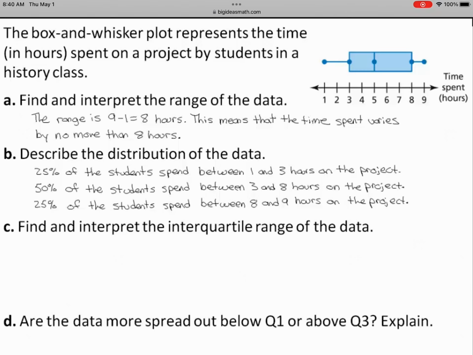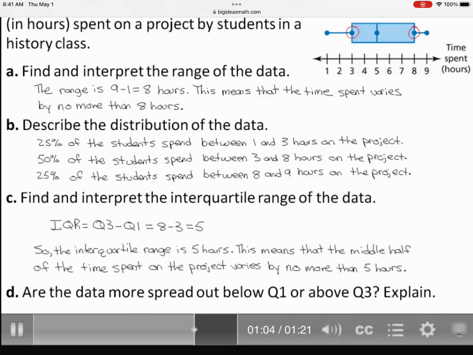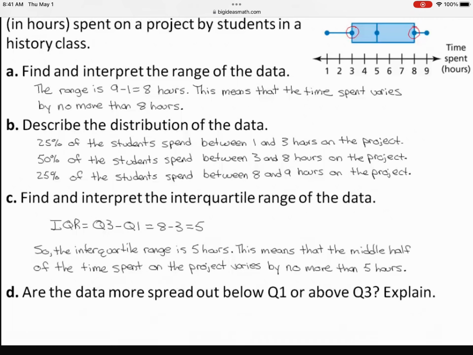Part C. Find and interpret the interquartile range of the data. The interquartile range IQR equals the third quartile Q3 minus the first quartile Q1. Notice that the first quartile is 3 and the third quartile is 8. So the interquartile range equals 8 minus 3, or 5. So the interquartile range is 5 hours. This means that the middle half of the time spent on the project varies by no more than 5 hours.